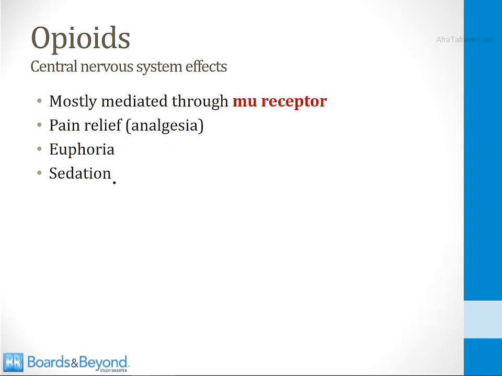The reason that people abuse opioid drugs is because they make people feel good. So let's talk about those effects now. In terms of the central nervous system, most of the effects are mediated through the mu receptor.